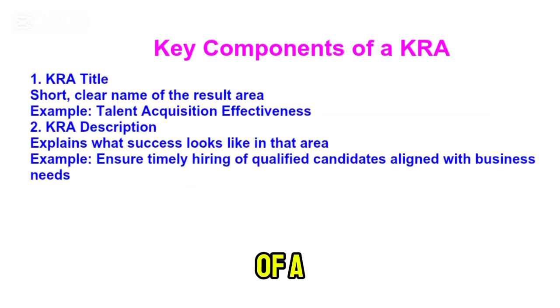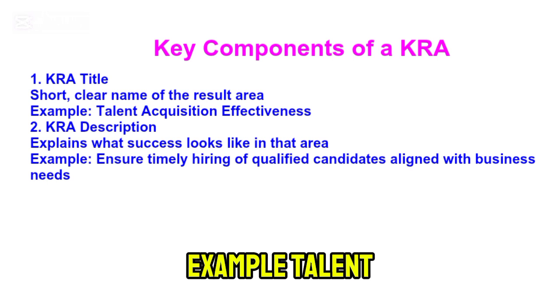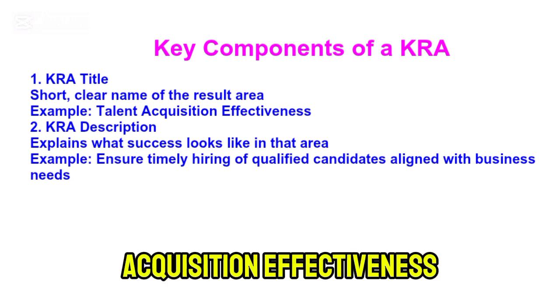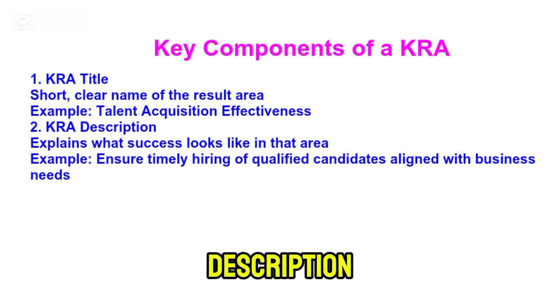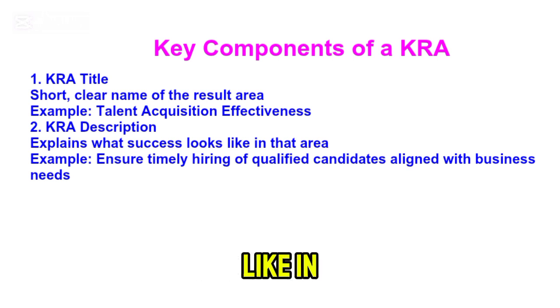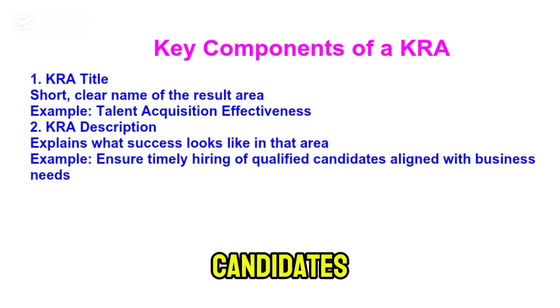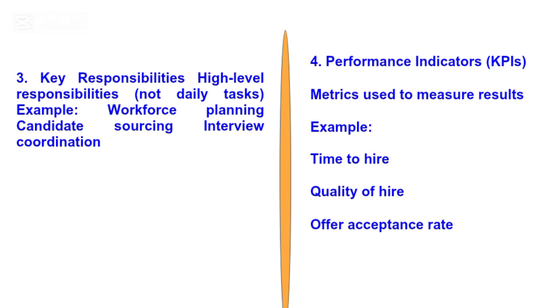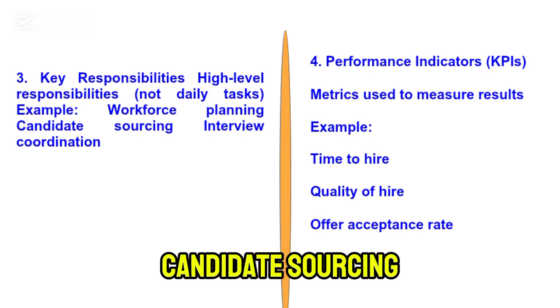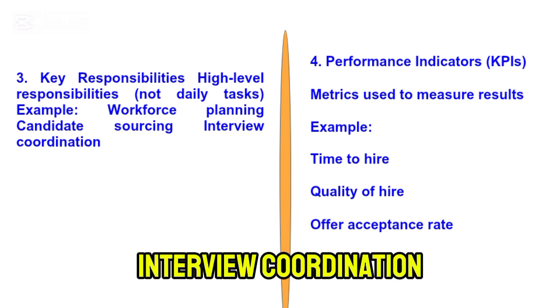Key components of a KRA. 1. KRA title: a short, clear name of the result area. Example: talent acquisition effectiveness. 2. KRA description: explains what success looks like in that area. Example: ensure timely hiring of qualified candidates aligned with business needs. 3. Key responsibilities: high-level responsibilities, not daily tasks. Example: workforce planning, candidate sourcing, interview coordination.